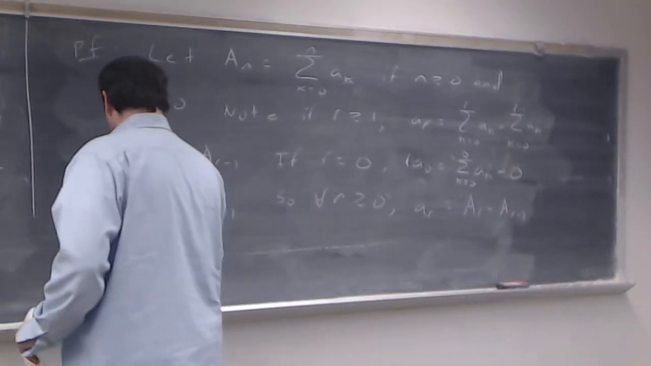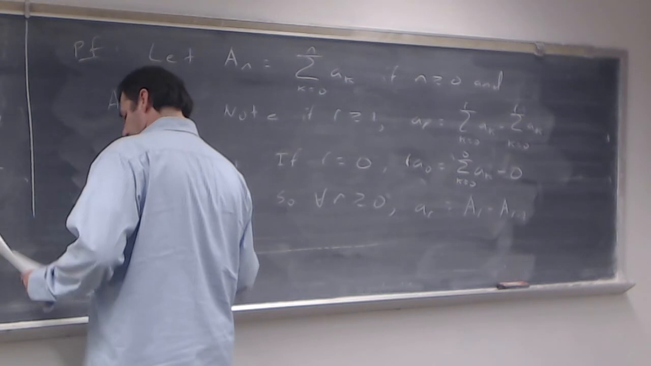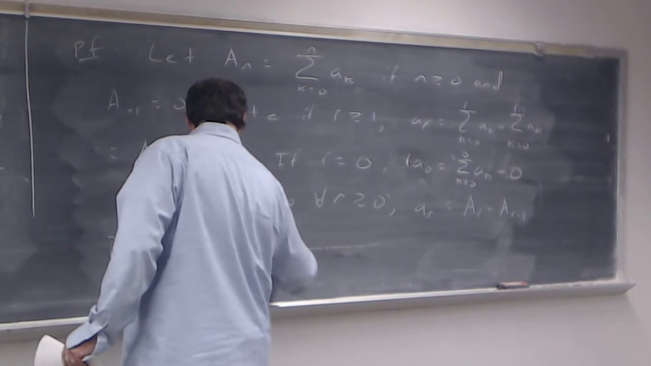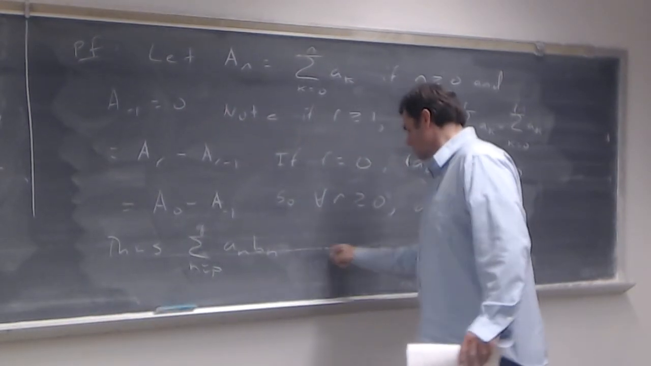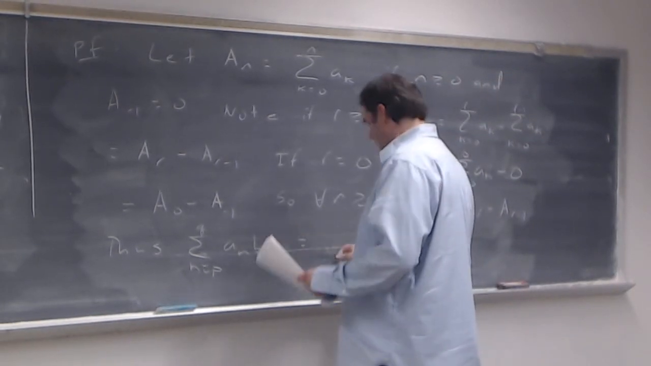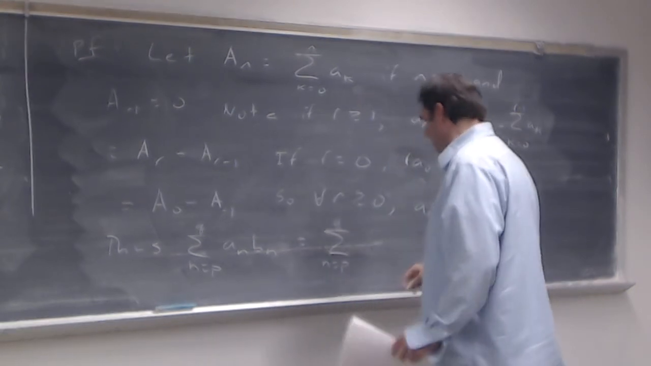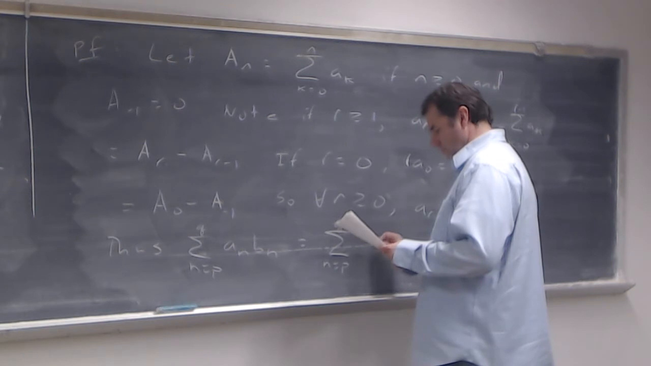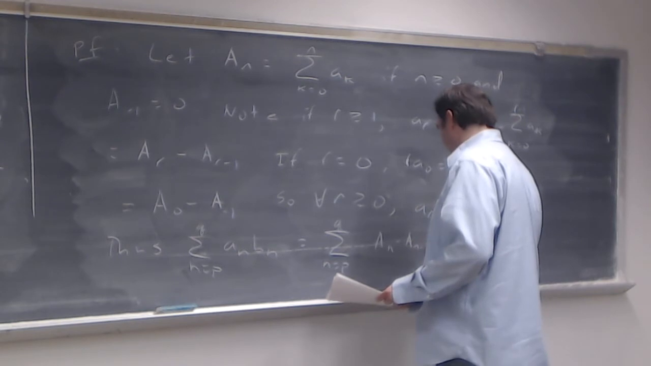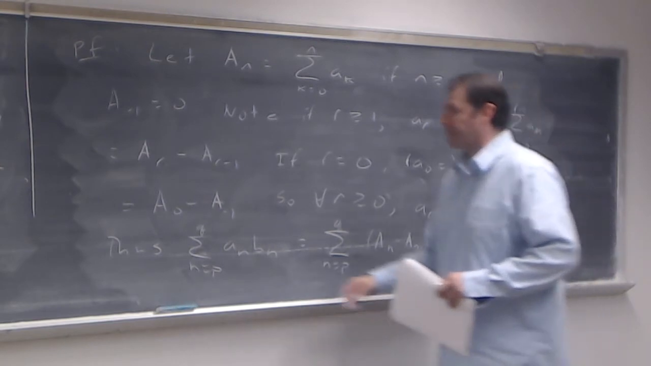Thus, if we look at what the statement involves, the sum as n runs from p to q of a sub n, b sub n, we look at that series. Okay? That's going to be equal to the sum, rewriting this, as n runs from p to q, and the little a sub n, I'm going to rewrite that as big A sub n minus big A sub n minus 1 times b sub n. Okay? Now let's work with it.